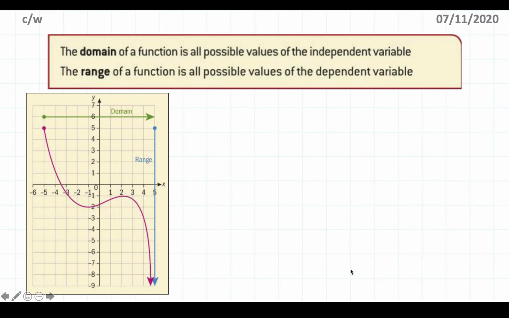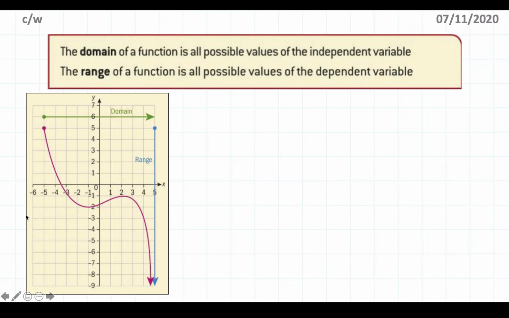So the domain of the function is all the values of the independent variable, which we commonly say is x. And the range of the function is all the possible values of the dependent variable, which we commonly use y for. So basically what it means is the domain is the input and the range is the output. Another way to say it is the domain is all the values you're allowed to put in your function.